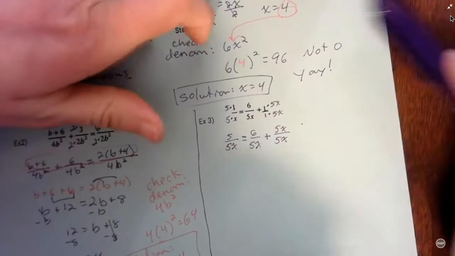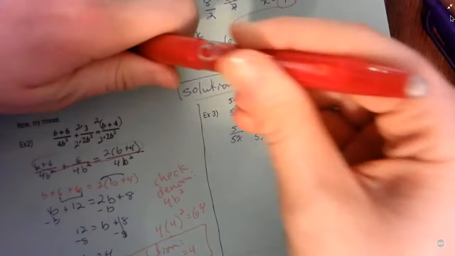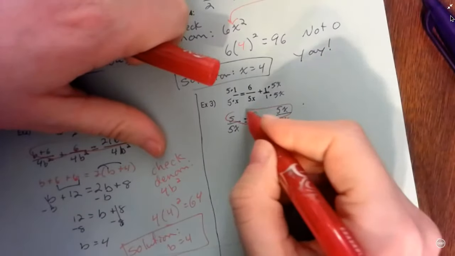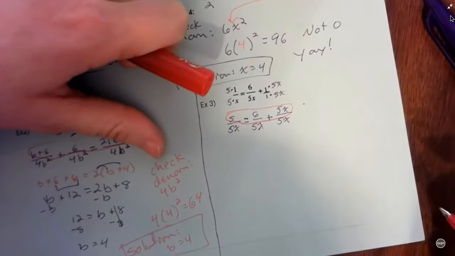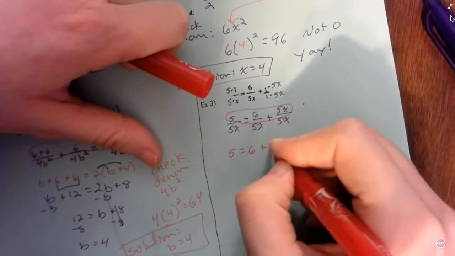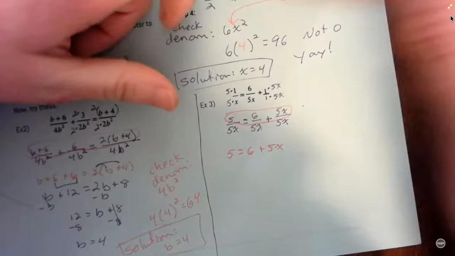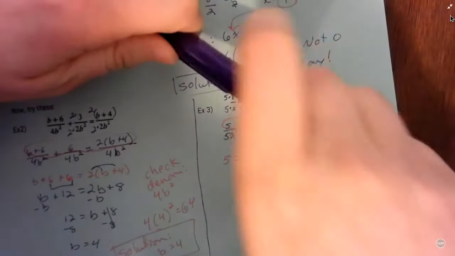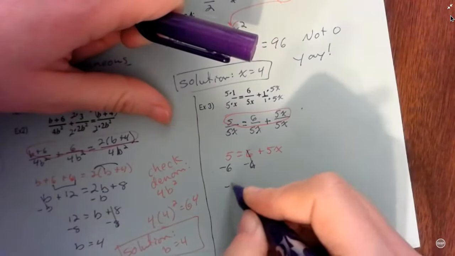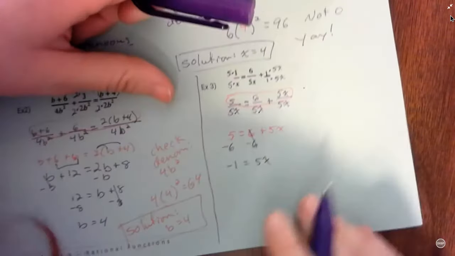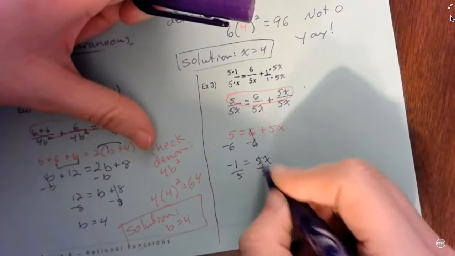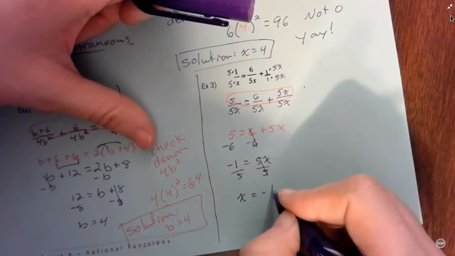So now that my denominators are the same, I can temporarily ignore them and make an equation with my numerators. So I have 5 equals 6 plus 5x. Then I'm going to subtract 6 and divide by 5. So x equals negative 1/5.